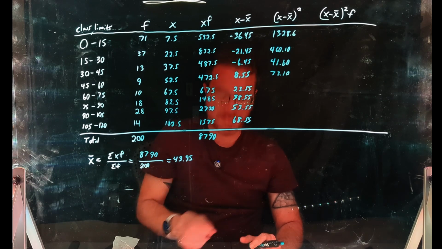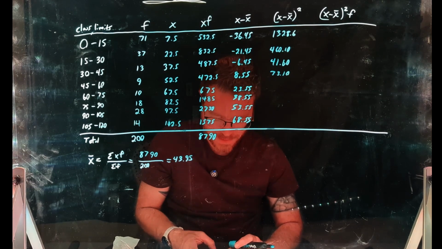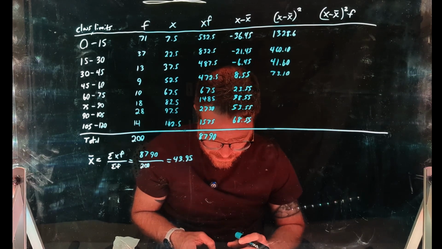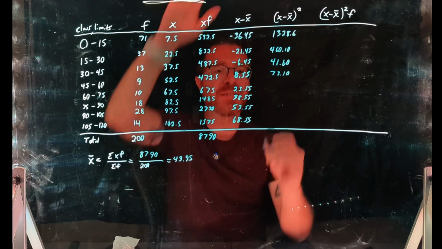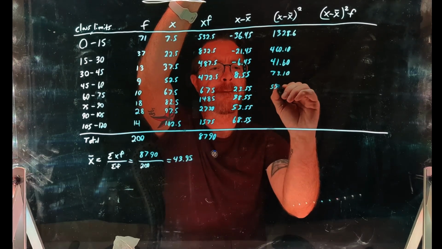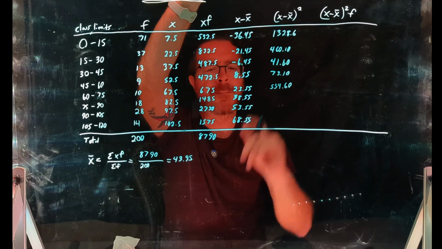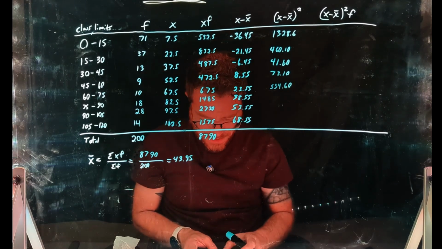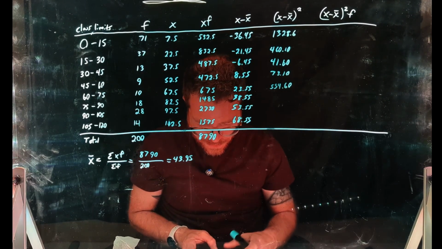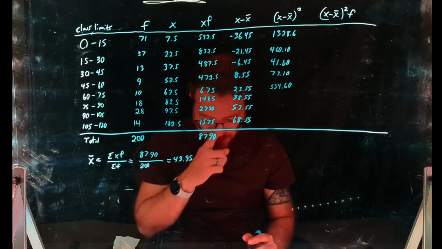So now we're going to take our 23.55. We're going to square that. Going to get 554.60. Next, we're going to take our 38.55. We're going to square that. We get 1,486.1.